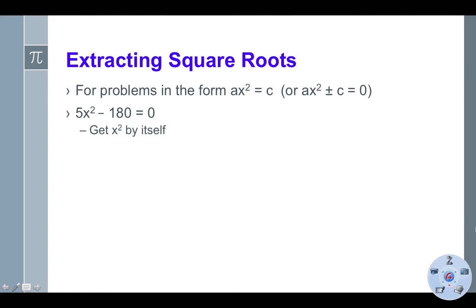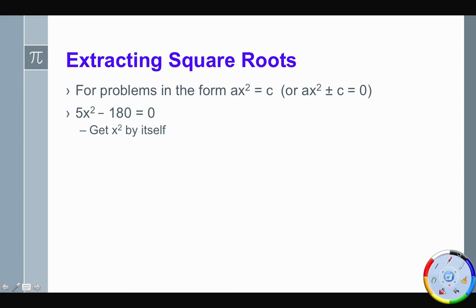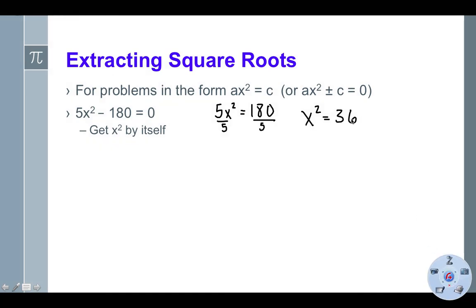So here's the how-to. First, you want to get x squared by itself. So we're going to add 180 to both sides, and we get 5x squared is equal to positive 180. X squared is not by itself yet because we have to divide by 5. So we get x squared is equal to 36. Now, some of you might see where we're going here.